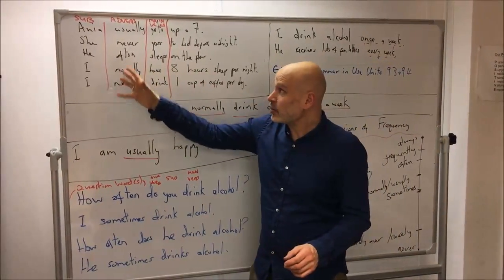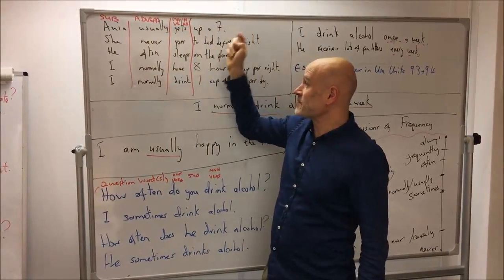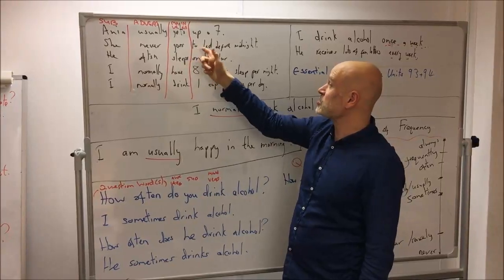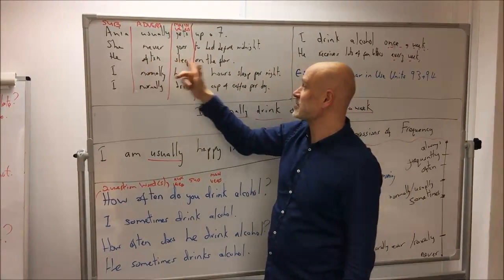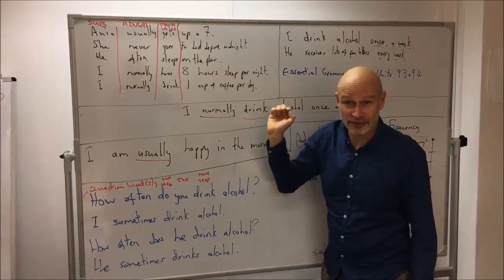When we speak, we put the adverb before the verb. Anya usually gets up at 7. She never goes to bed before midnight. He often sleeps on the floor. I normally have 8 hours of sleep per night. I normally drink 1 cup of coffee per day.